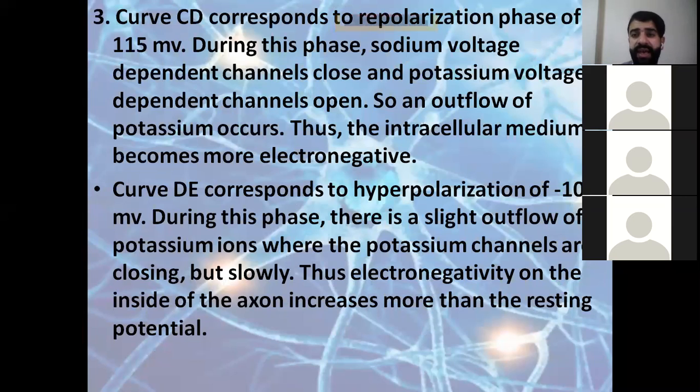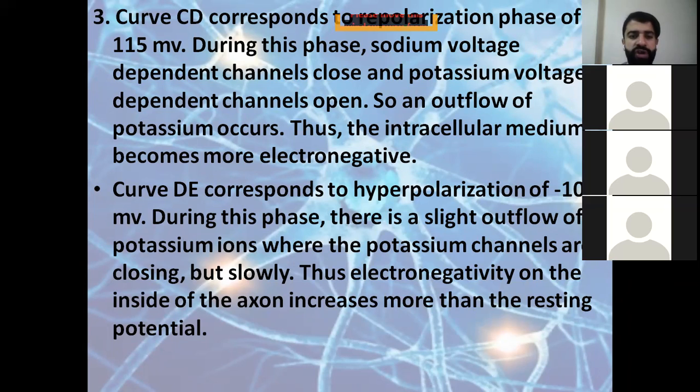Moving to the phase CD, we have the repolarization going back to the negative. During this phase, sodium voltage-dependent channels close, while the potassium voltage-dependent channels open. So outflow of these potassium ions occurs, and the intracellular becomes more electronegative.